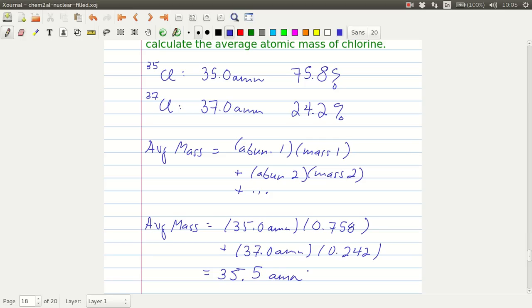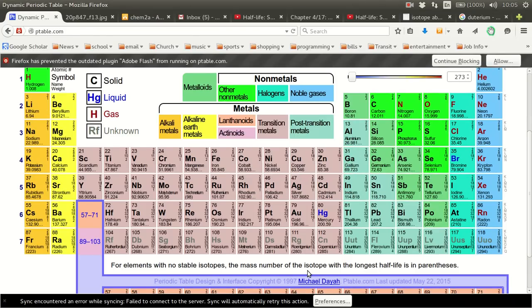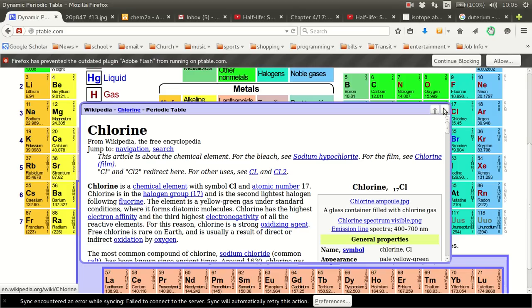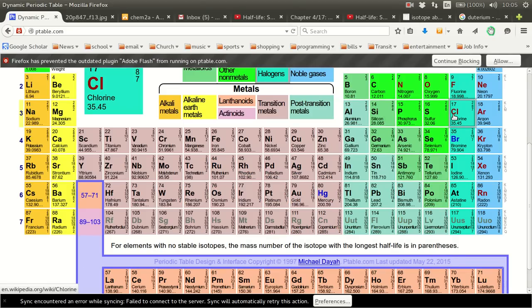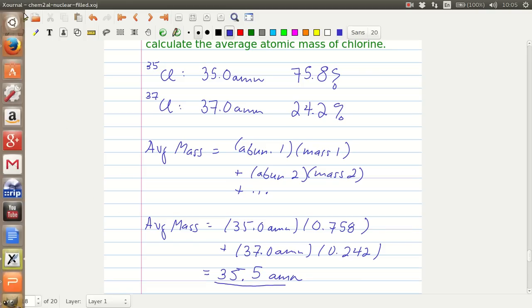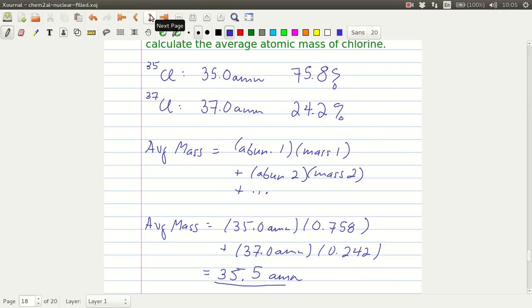AMU. Now, we look at the periodic table to see if we're right. Chlorine has a mass of 35.45 AMU. I said 35.5. We did chop a few sig figs, but that's how we get the average atomic mass.